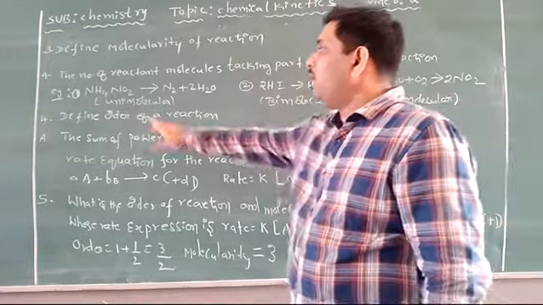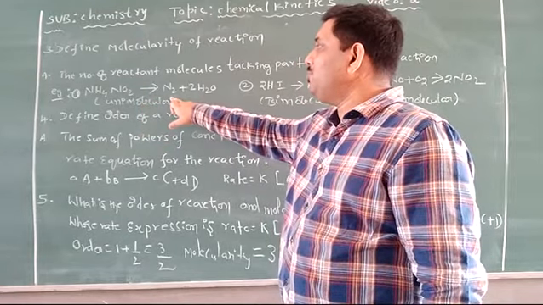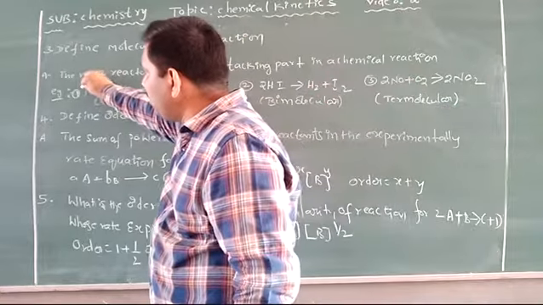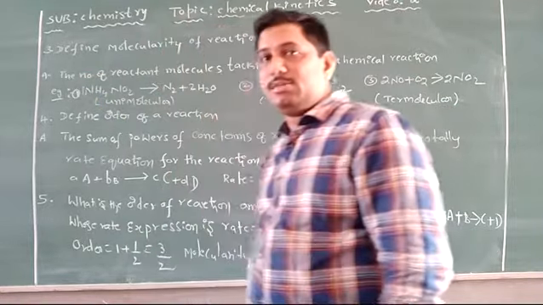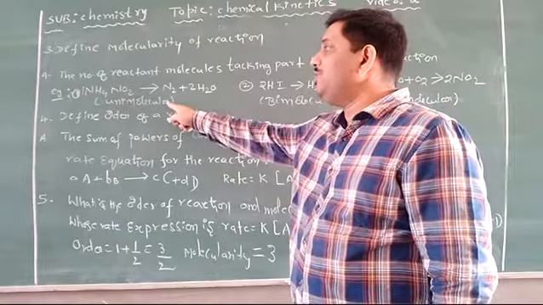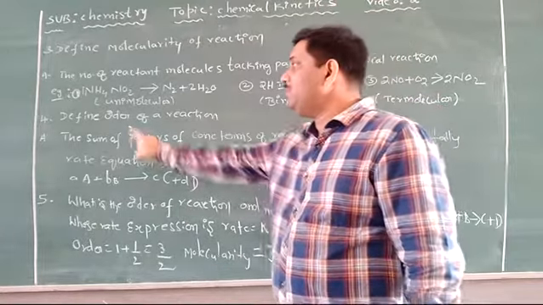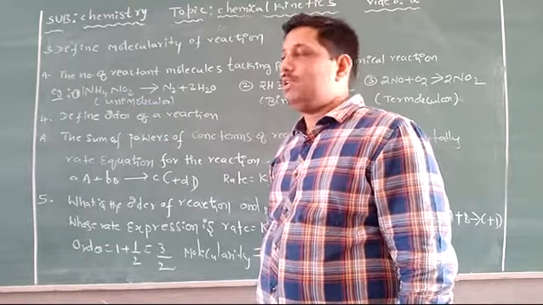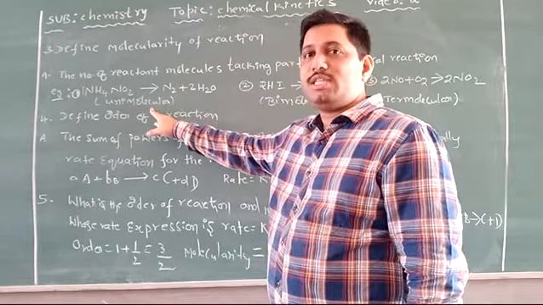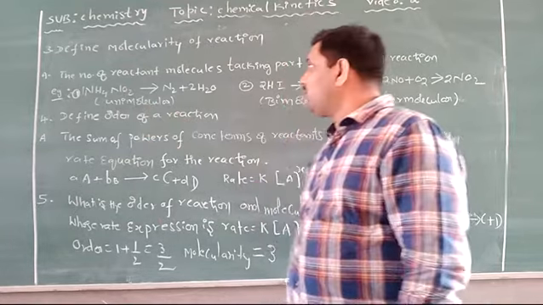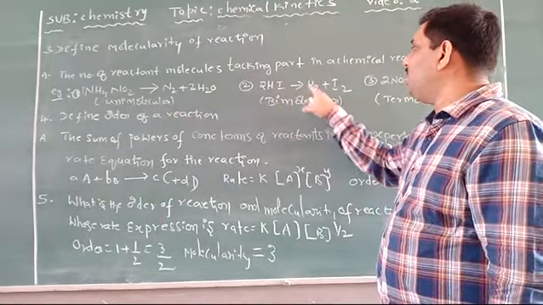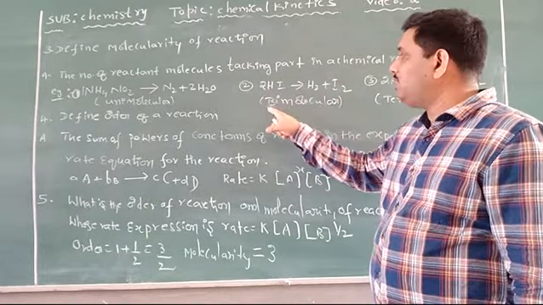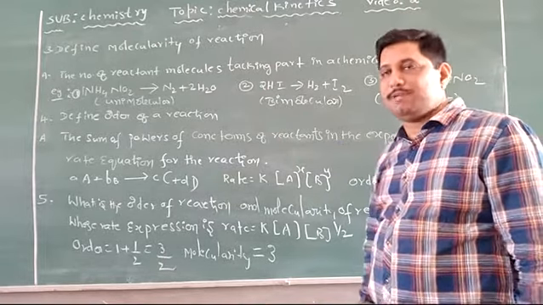For example, ammonium nitrate upon decomposition gives nitrogen and water molecule. Here, one reacting molecule takes part in the chemical reaction. Hence, molecularity is 1. Uni means one, molecular means one molecule taking part in a chemical reaction. Here, molecularity is 1, which is known as unimolecular reaction. Second example, 2HI gives H2 plus I2. Here, two reacting molecules are present, hence it is a bimolecular reaction.